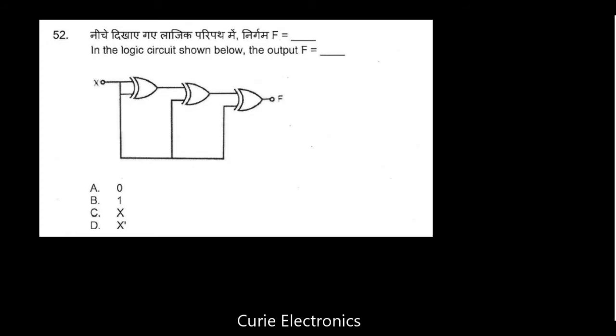In the logic circuit shown below, the output F equals to what? Now let us assume that first we give 0 here. It is a XOR gate, and for a XOR gate, when inputs are same, output is going to be 0. Again both inputs are same, so again you get 0. Now let us give 1. If we give 1, both inputs are same, that is 1, so output equal to 0.